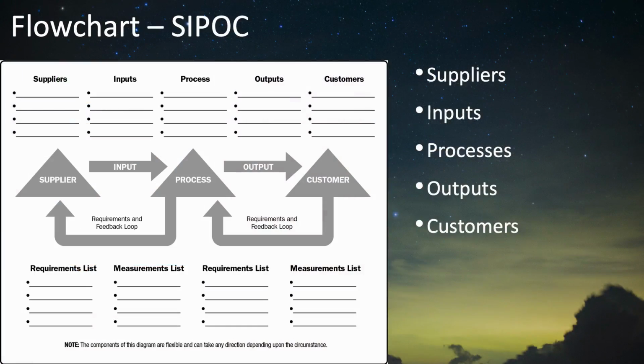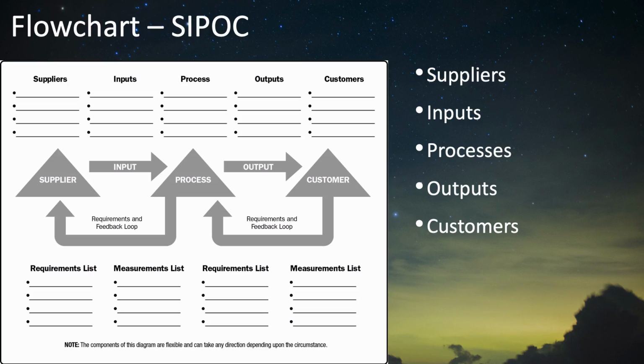A SIPOC diagram is a simple but common example of a high-level flowchart that's used in Six Sigma processes to model existing processes that are being analyzed for process improvement. SIPOC is an acronym that stands for suppliers, inputs, processes, outputs, and customers.